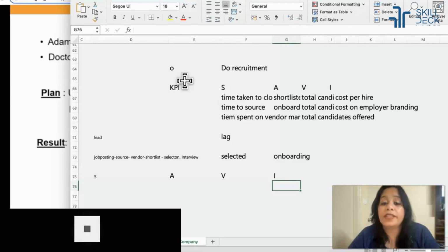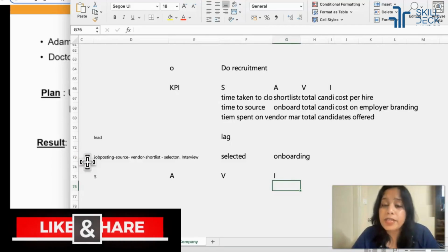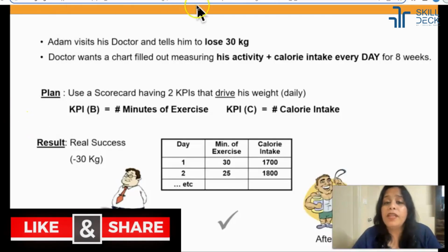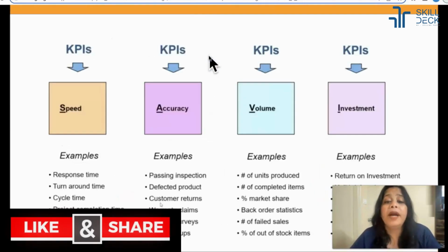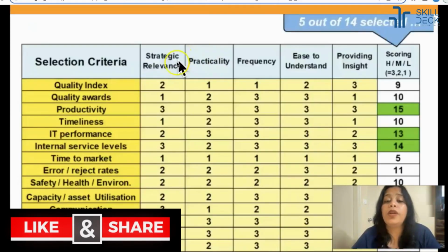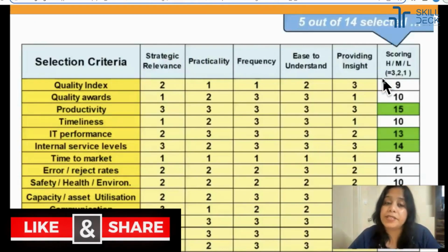So how do we select it? When I divide that particular objective into 2 parts, CV of lead, CV of lag, then I will be having hundreds of KPIs, correct? Now, when you have a list of the KPIs, you have to select the best 3 by giving them a score of 1 to 3 on these 5 parameters. Strategic relevance, practicability, frequency, ease to understand, and providing insight.